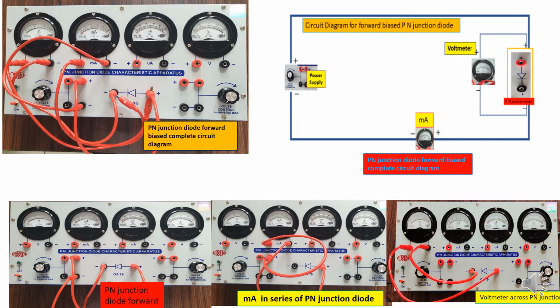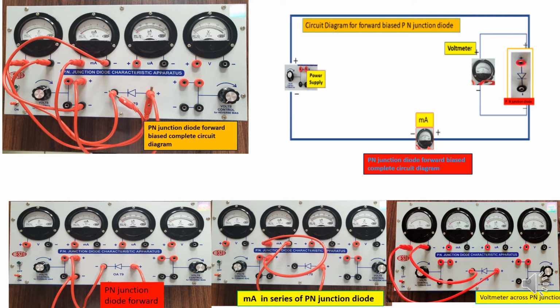This is the outline. This is the power supply here. Again, you can see this is the voltmeter across the PN junction. This milliammeter is in series, and this is the power supply for the forward bias. And the same circuit is here. Again, if you want to see the meaning of forward bias, the P terminal is attached to the power supply plus terminal, and the N terminal is attached to the negative supply. That is forward bias.